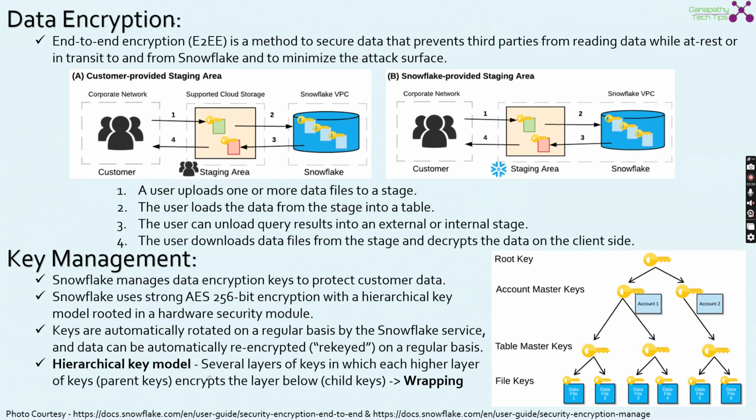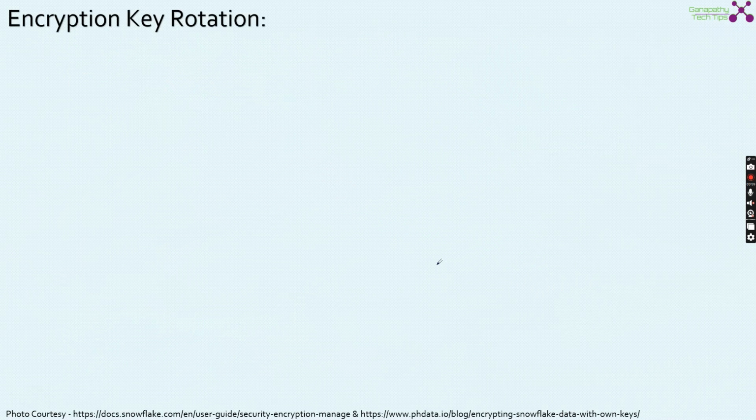Hierarchical key model, as you all know, has several layers of keys in which each higher layer key, which is the parent key, encrypts the layer below, which is the child key. Here, as you see, the data files are encrypted with the table master key, which is encrypted with the account master key, which is encrypted with the root key. This concept we call wrapping as well. Now we will see how Snowflake does the key rotation.